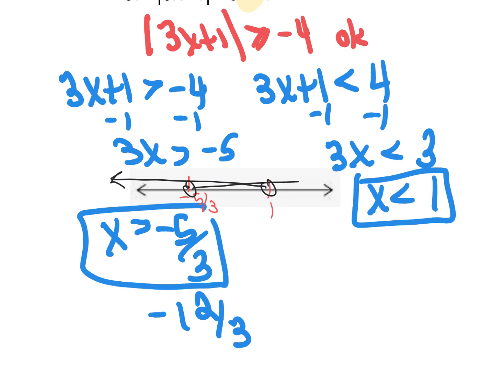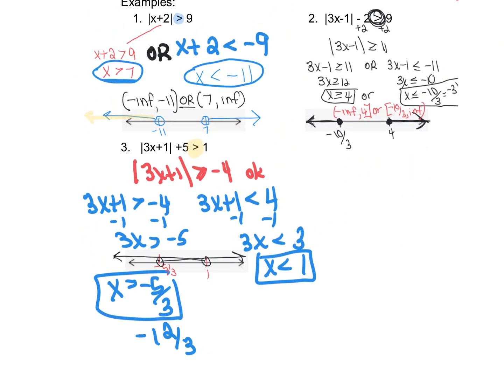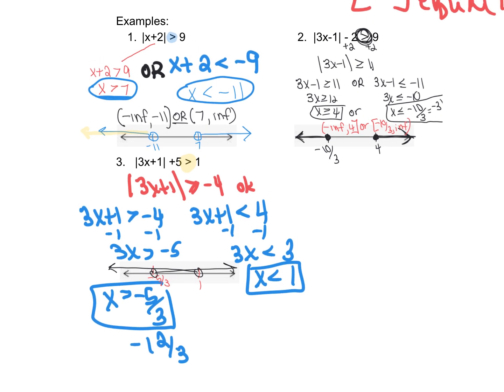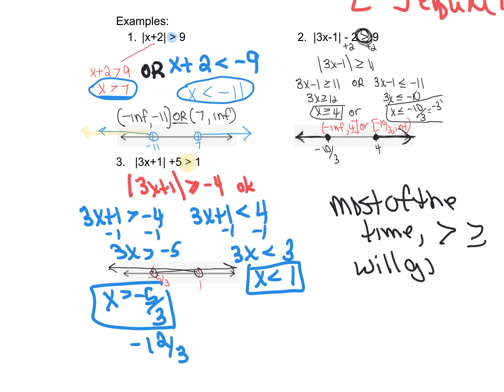And if you notice on this one, if you look at the other two, they both had their values and they went in opposite directions. Most of the time, greater than or equal to will go in opposite directions.